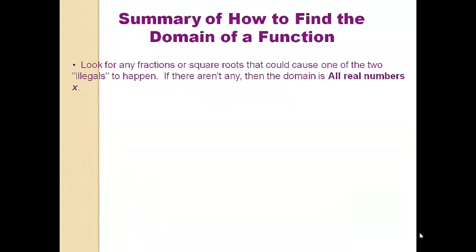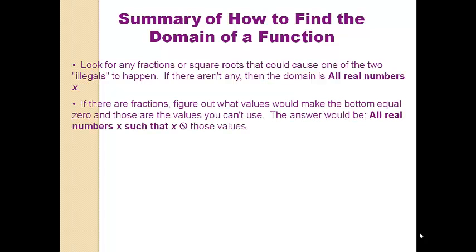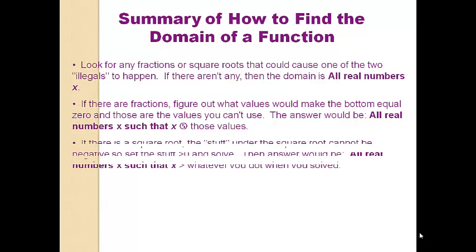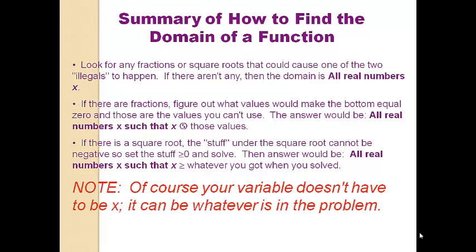So here's a quick summary. If you're being asked to find the domain of a function, look for fractions or square roots that could cause one of the two illegals to happen. And if there aren't any, the domain is all real numbers. If there are fractions, figure out what values would make the bottom equal to 0, and those are the values you can't use. So the answer would be all real numbers x such that x is not whatever those values are. If there's a square root, the stuff under the square root can't be negative. So set the stuff greater than or equal to 0 and solve. And the answer would be all real numbers x such that x is greater than or equal to whatever you got. Remember, your variable doesn't have to be x. It can be whatever's in the problem.